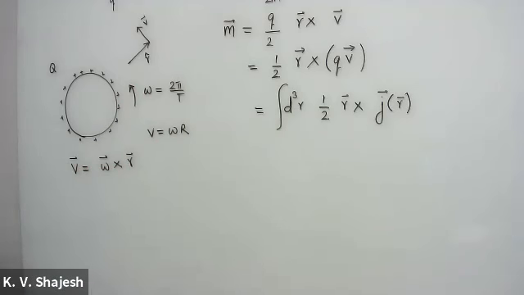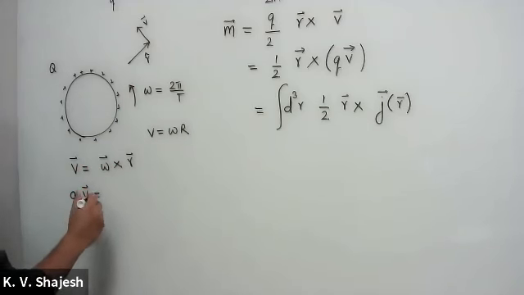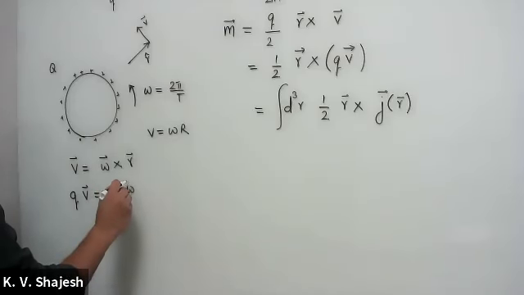So what will be your current density then? If it is q times v, then that is q times omega cross r.